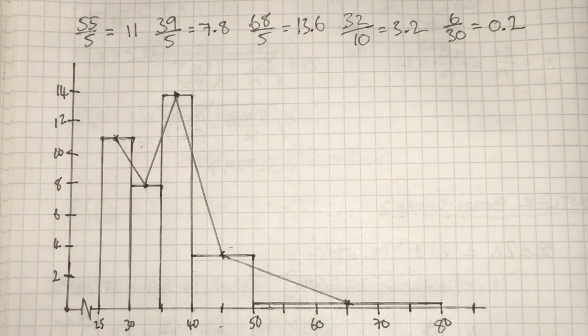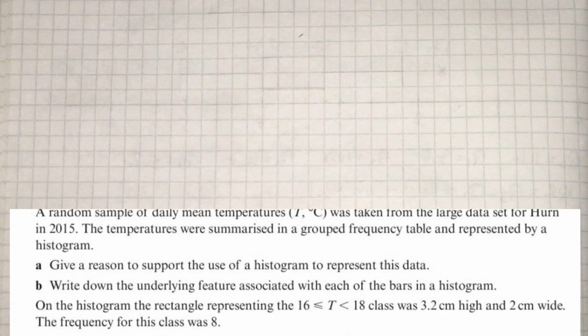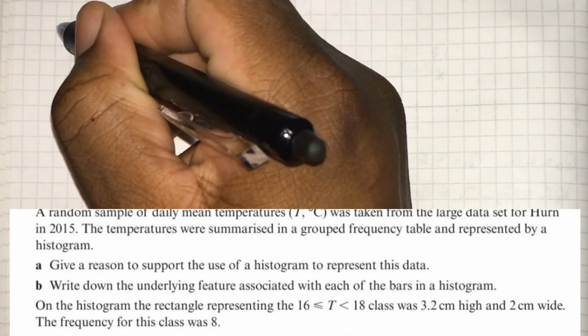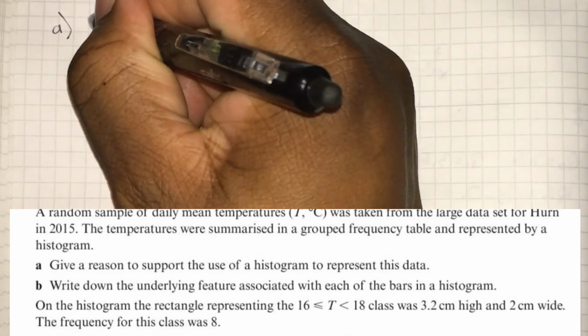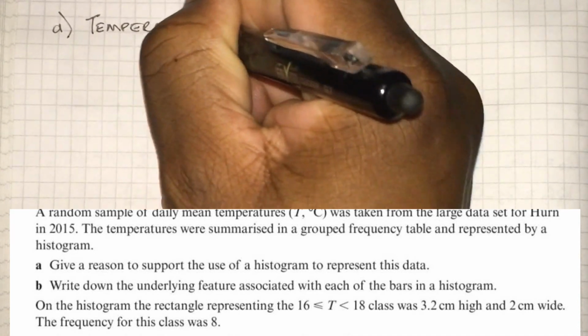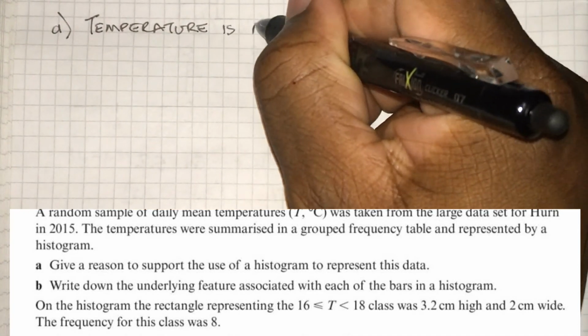Okay, and just one more, let's have a look at an example that doesn't even feature a histogram at all, but is asking you to demonstrate your knowledge of a histogram. So here the data is about a random sample of temperatures that have been taken, and they've been summarized into a grouped frequency table, and we've been asked firstly to give a reason to support the use of a histogram to represent the data. The top reason that we're going to use a histogram rather than a box plot to represent data is because our data is continuous.